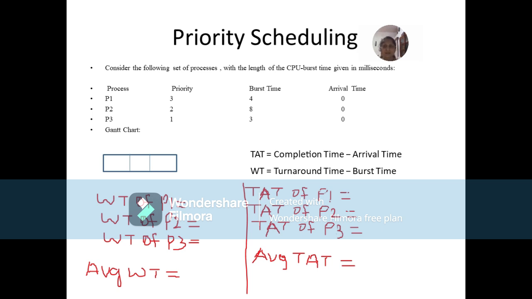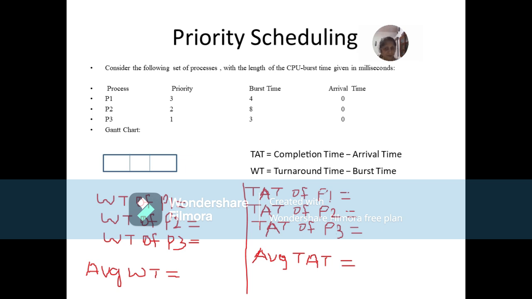So let's start. We have three processes, P1, P2 and P3. With each process there is a priority number associated, and each process has a burst time as well as an arrival time. Now in this problem, P3 has priority 1, the first priority, P2 has priority 2, and P1 has priority 3. This is how they are going to get the chance to get inside the CPU.